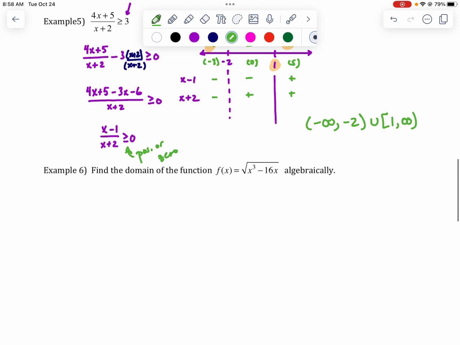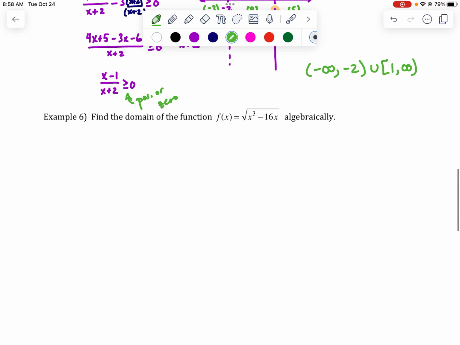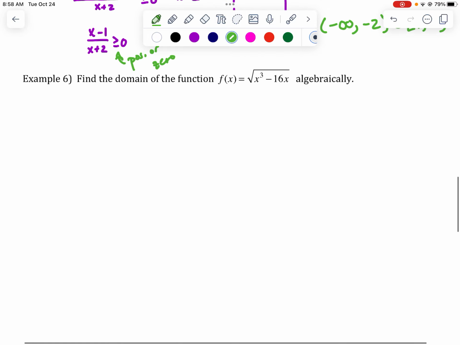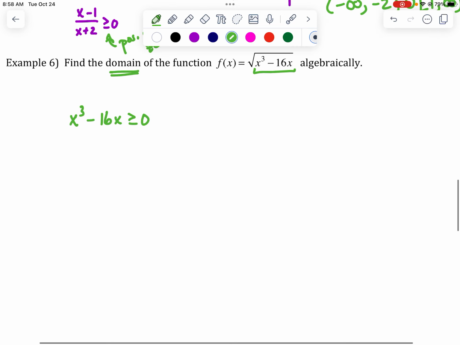Okay. And then there's one last little application here, kind of hearkening back to the first or second chapter that we did, the second unit that we did back, when we talked about domain, right? How do I find the domain of this? Well, I know that the domain is when x cubed minus 16x is greater than or equal to 0, right? I know that if I take the square root, it has to be positive under there. So basically what we've done now is we've set up an inequality that we now know how to solve, right?